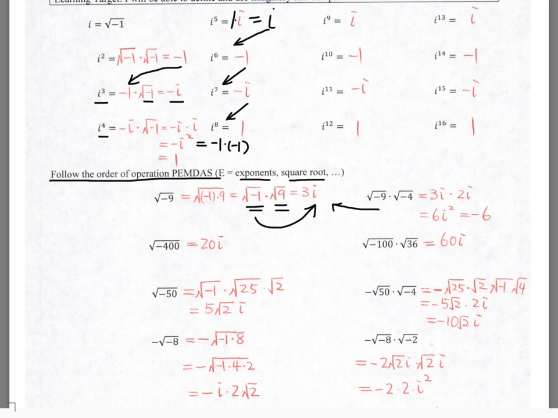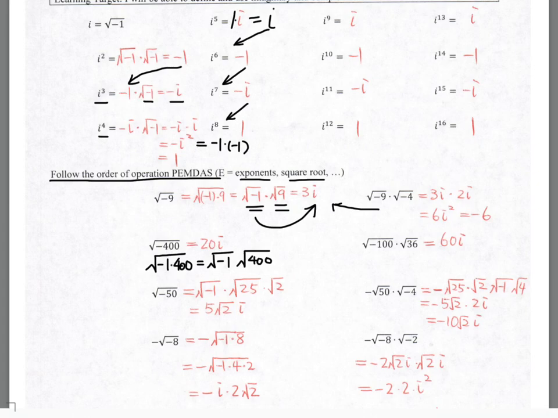How about square root of -400? Square root of -400, I can make that into square root of -1 times 400. So square root of -1 is the imaginary unit. Square root of 400 is 20. So that's why you see the answer is going to be 20i.